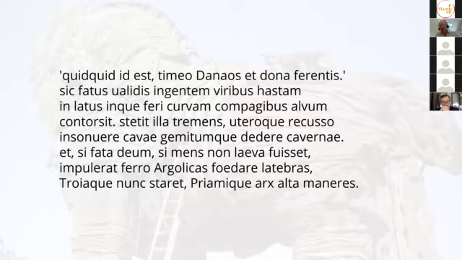Here's a bit of Virgil, Book 2. A very strong argument, as we were saying, for reading Latin is to enjoy the beauty of the poetry and the images that are conjured up.